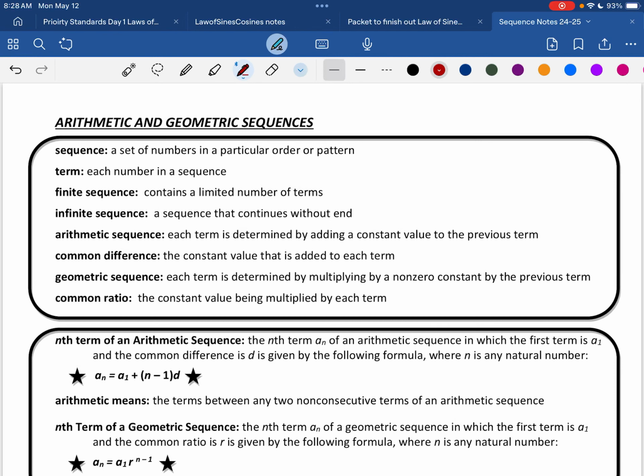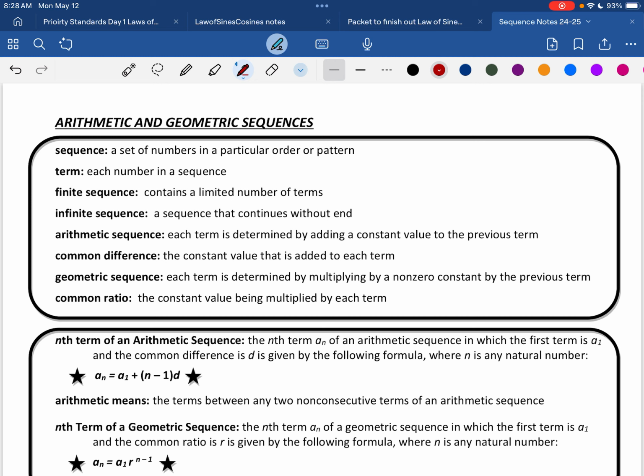Welcome to your notes for arithmetic and geometric sequences. A sequence is a set of numbers in a particular order or pattern. Today we're going to just focus on adding and subtracting. These are the rest of the words that you have.